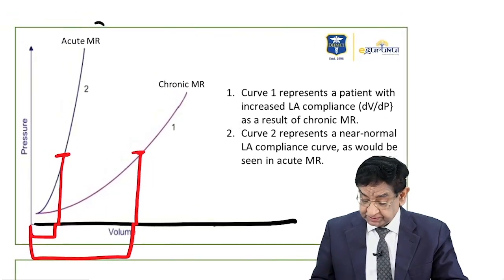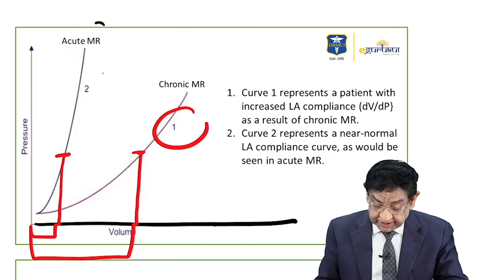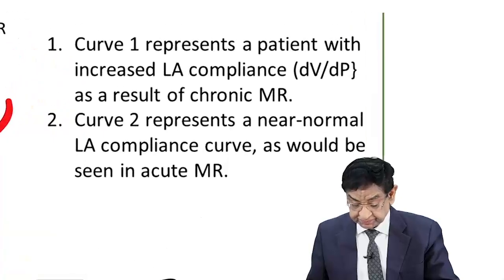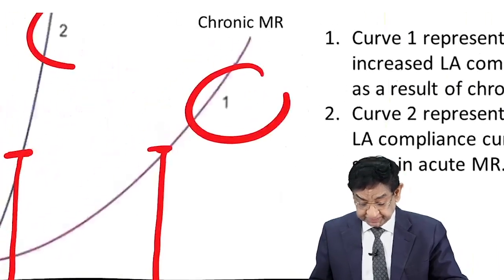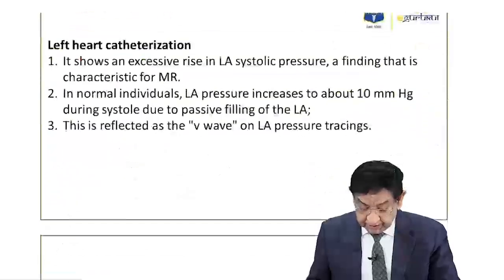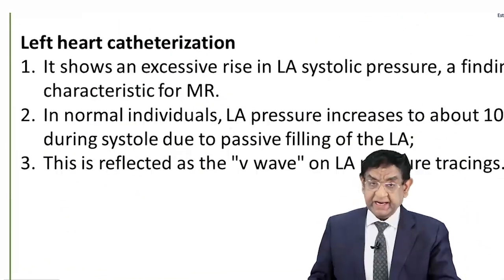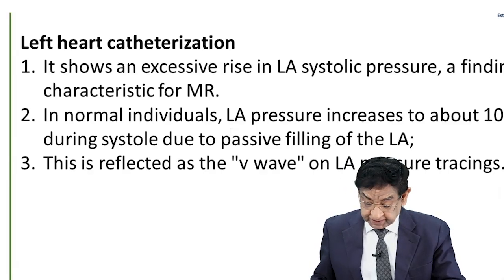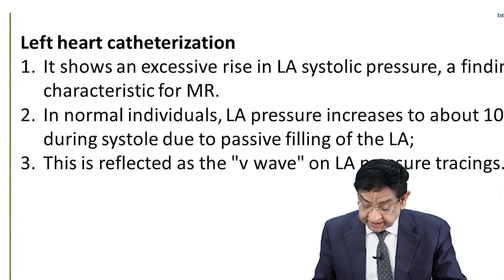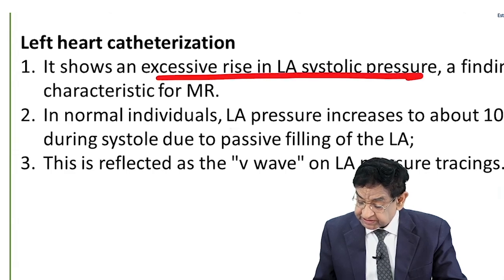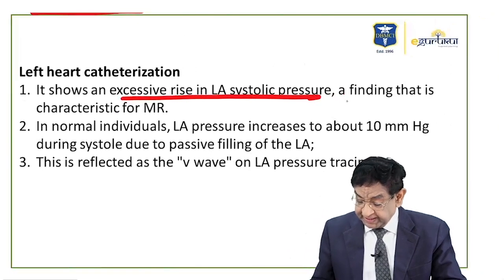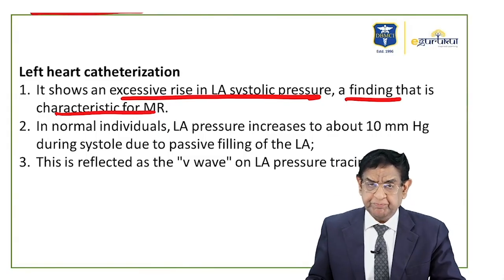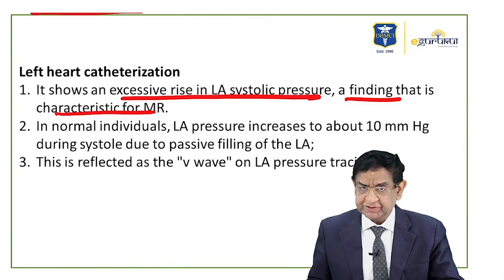Well, right. So this is curve 1, chronic, and curve 2 is acute mitral regurgitation. I hope you have written it. Now let's talk in more detail. Left heart catheterization we do to do the study. So now we have learned that there is excessive rise of LA systolic pressure, a finding that is characteristic for mitral regurgitation, and this I explained to you beautifully by the diagram and with the curve also.